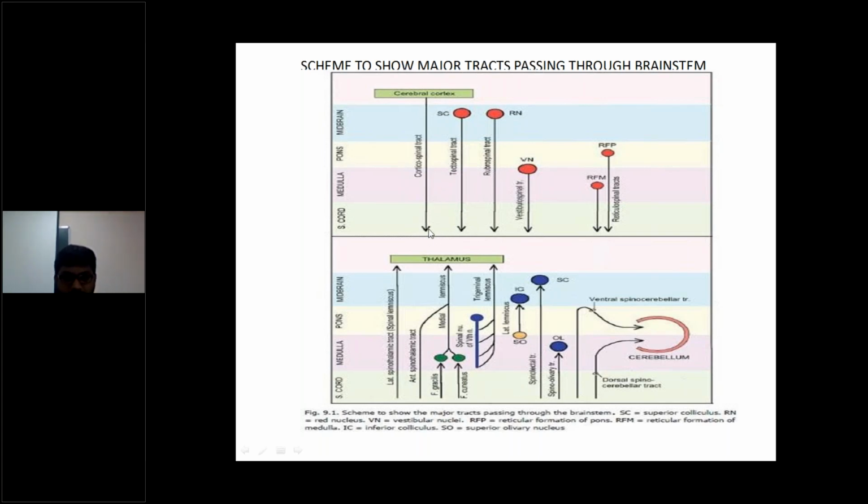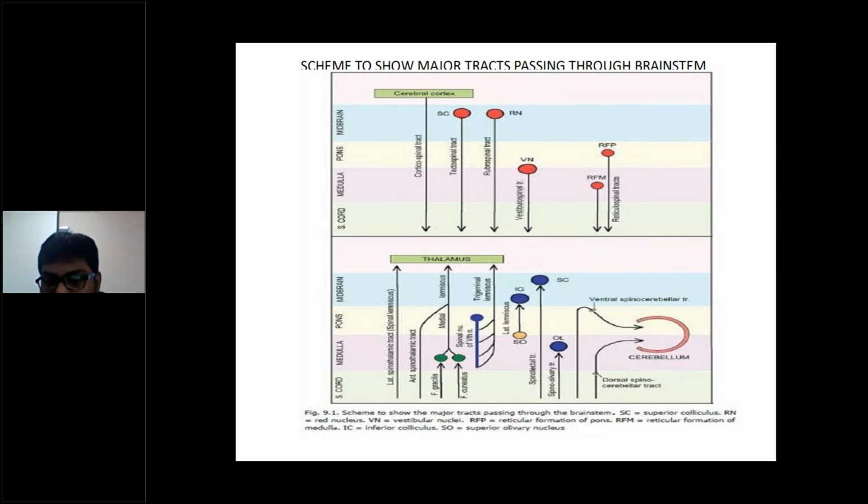See, the arrow is downwards here. Here the arrow is down. Here the arrow is up. What do you mean by this? Down arrow, up arrow. Corticospinal tract, tectospinal tract, rubrospinal tract are what tracts? Ascending tracts or descending tracts?